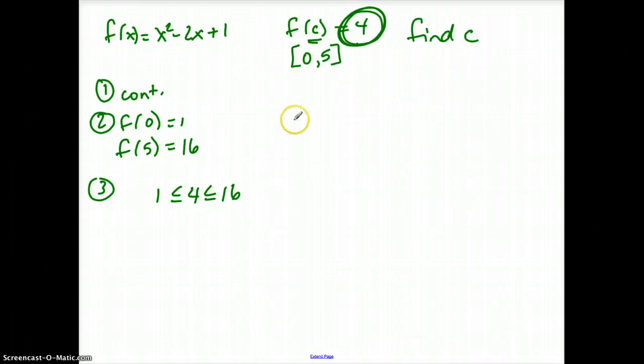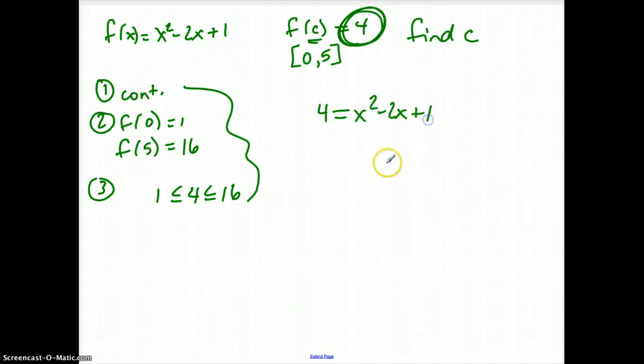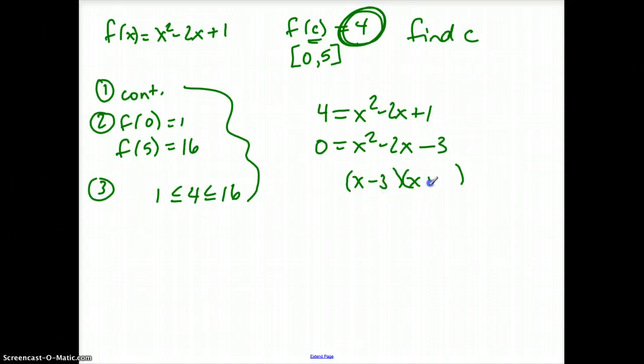So by the intermediate value theorem, we've verified that it applies. That's these 3 conditions. So by the theorem, because these 3 ifs are met, then somewhere between 0 and 5, there's at least one place where this function equals 4. So let's find it. So set the function equal to 4. Subtract 4 from both sides. And let's factor it and see if we can find a place. How about negative 3 and positive 2 here?